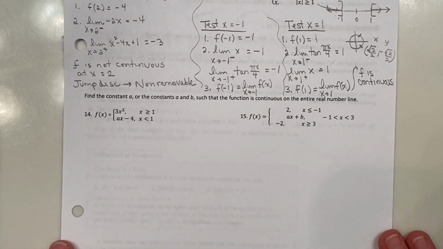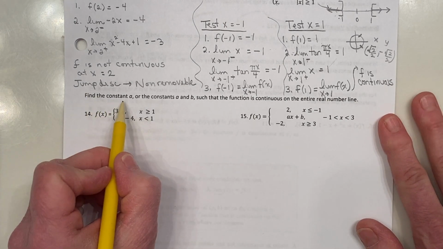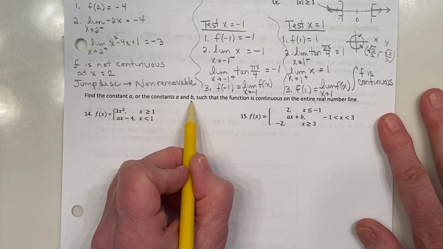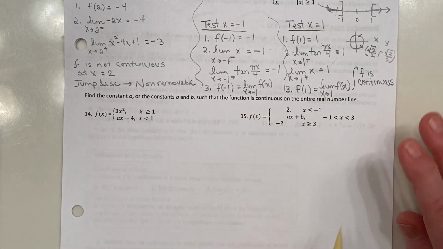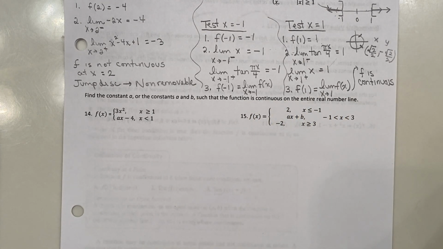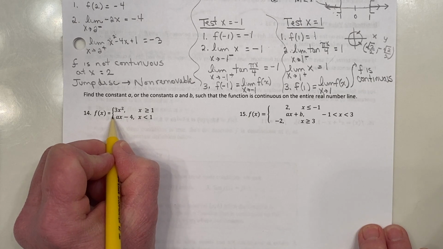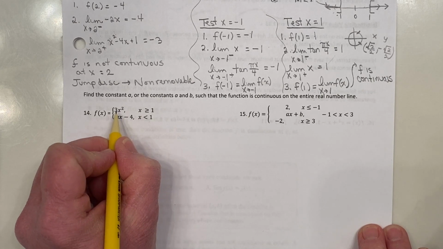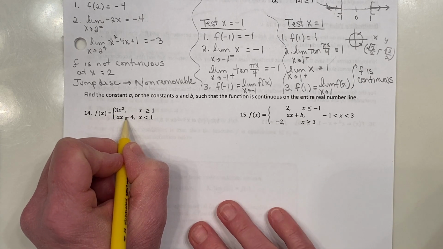All right, we're going to continue to use the continuity test in questions 14 and 15. It says find the constant a, or the constants a and b, such that the function is continuous on the entire real number line. So we're going to use the three-part continuity test to help us find the missing constant value on this linear function that would make certain that this piecewise function is continuous.